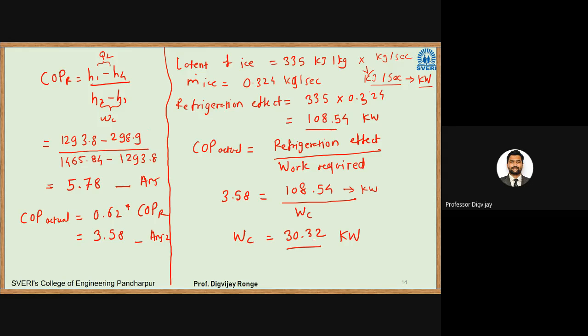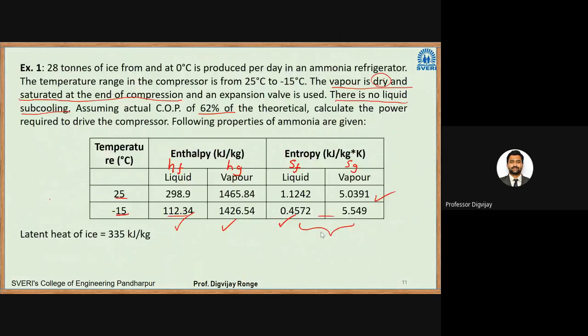30.32. Okay. So I'll just quickly revise what we have done, because we have done so many calculations that you may get lost. So we have to design one ice factory which has to produce 20 tons of ice per day at 0 degrees Celsius. We have condenser temperature 25 degrees Celsius. We have evaporator temperature minus 15 degrees Celsius. Then we have to use the refrigerant chart and calculate the enthalpy and entropy values.